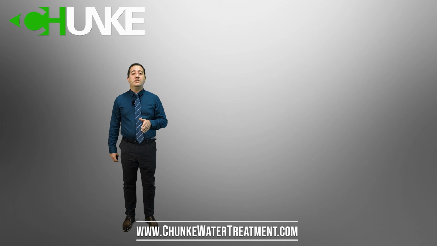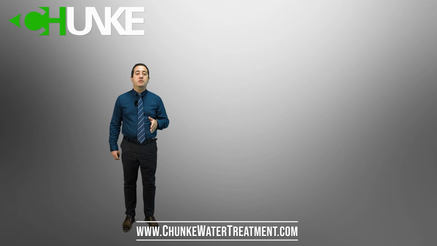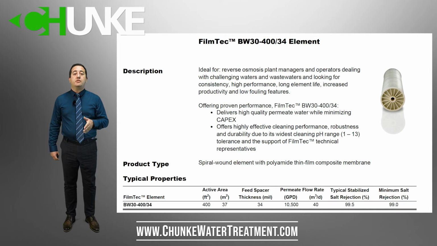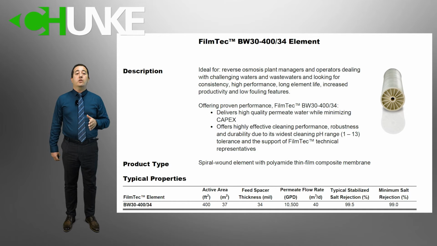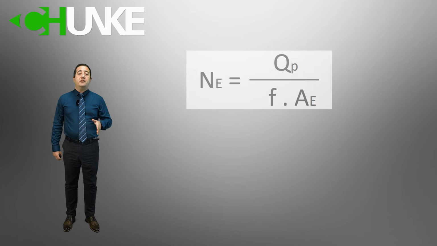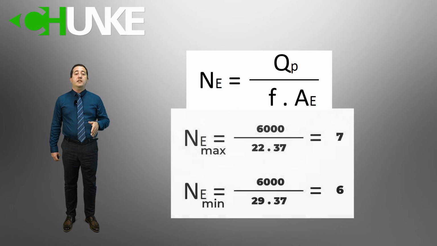Our well water TDS is higher than 10,000 ppm. It is brackish water. We choose BW type membrane. This is the DuPont FilmTec BW30-400 element specification. Active area of element is 37 square meter. Now we use the equation and put the numbers in. We calculate minimum number of elements 6, maximum number of elements 7. As you see, for a 6000 liter per hour system, you can use 6 pieces of reverse osmosis membrane.